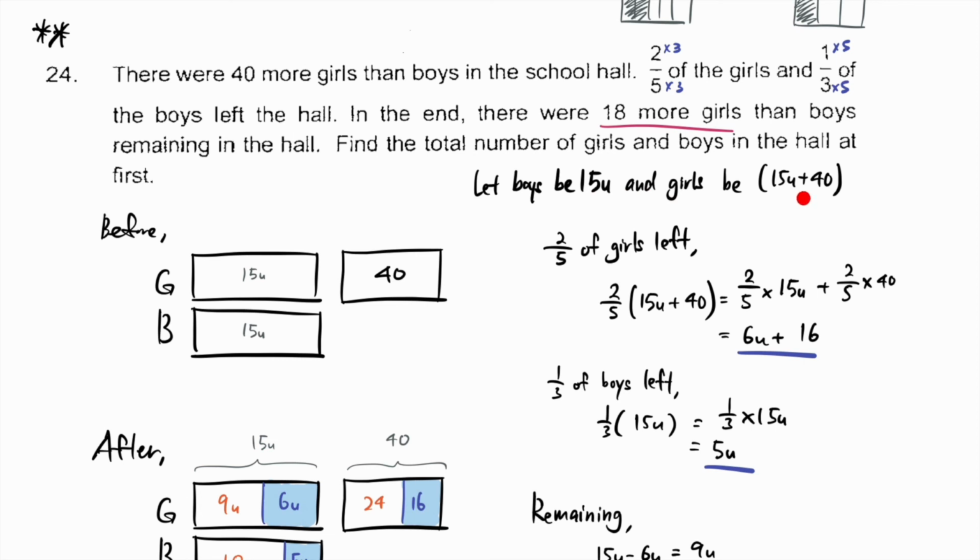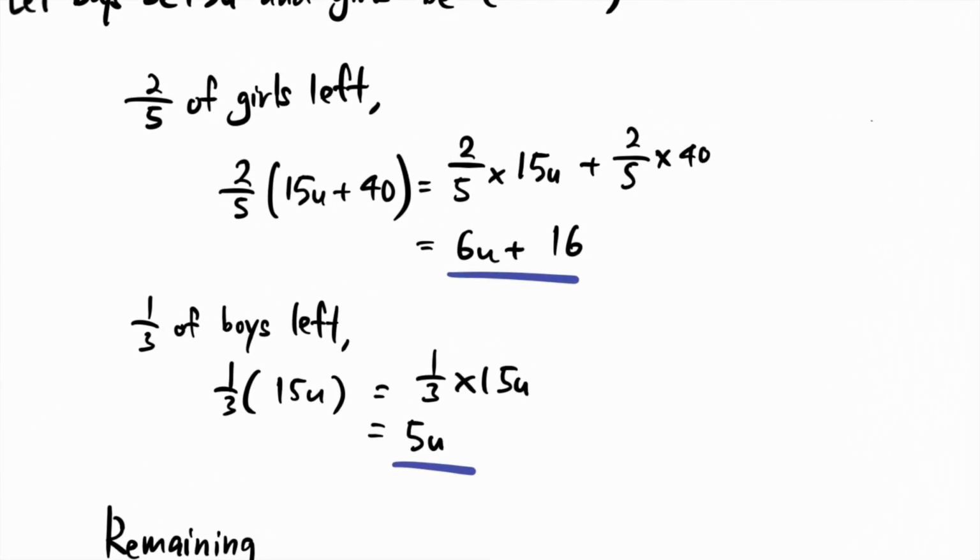Okay, now we're gonna do the work of showing how many units left. So 2/5 of the girls, isn't that 2/5 of the 15 and 2/5 of the 40? Okay, that's what we'll do. 2/5 of that 15 is going to give me 6 units. 2/5 of that 40 is going to give me 16. So remember, 6U plus 16 left, okay?